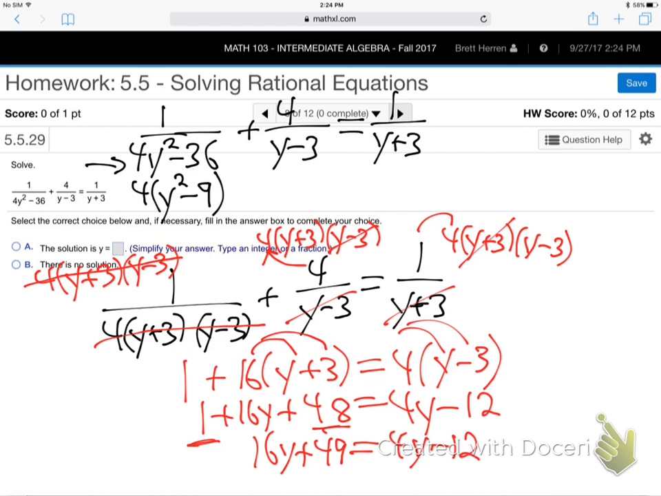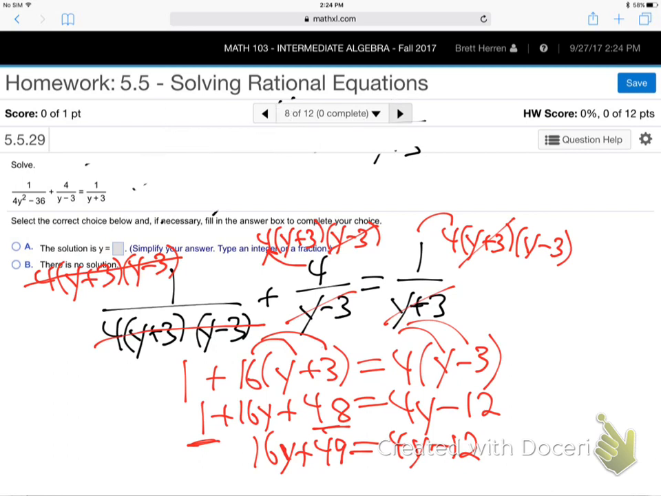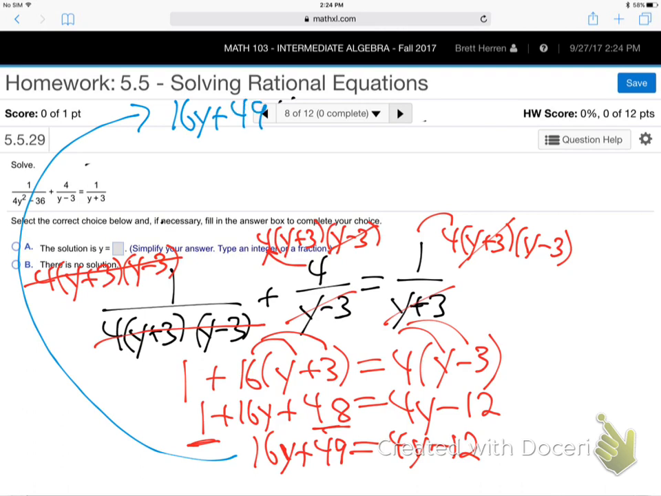These problems just keep going and going now. Kind of running out of room again. We have to come back up here. So bringing it up here, where we got 16y plus 49 equals 4y minus 12. Okay. So now we got y's on both sides.